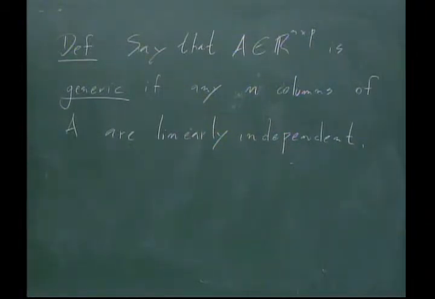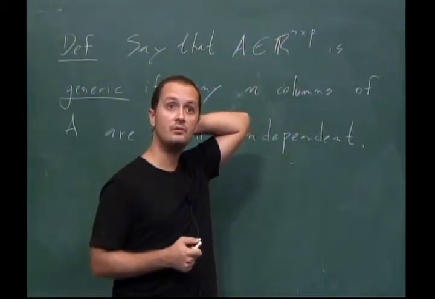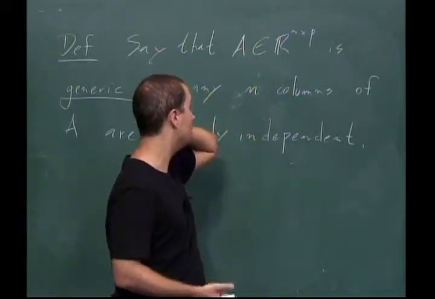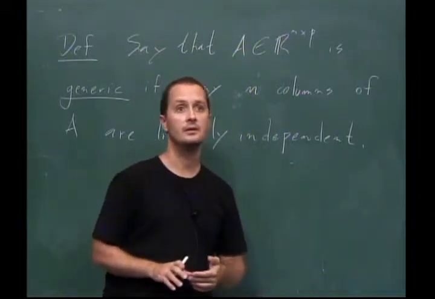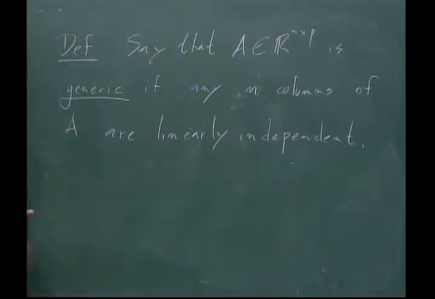So generic matrices are generic in the sense that the set of non-generic matrices is a set of 0 Lebesgue measure in this np-dimensional space, and also the set of generic matrices is open and dense. So if you have a matrix that's not generic, you can perturb it a little bit and get a generic matrix. If you have a generic matrix, even perturbing it a little bit will still keep it generic.